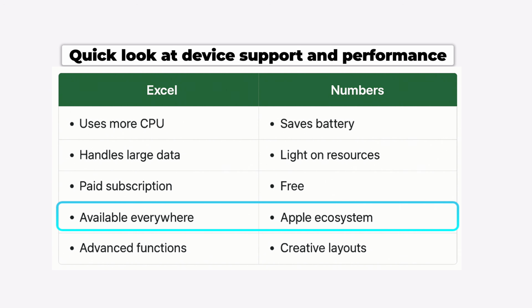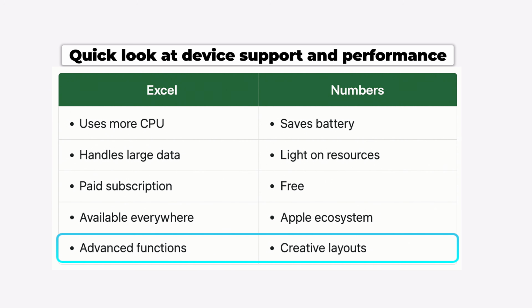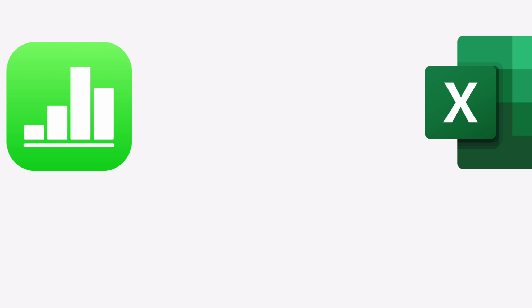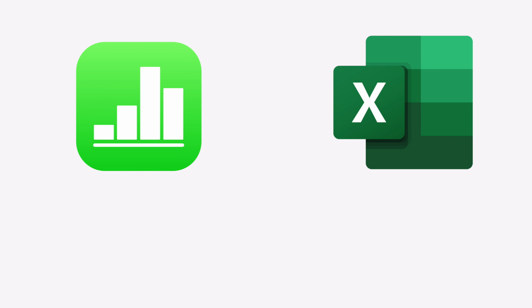So, which should you choose? If you prefer a clean interface, minimal setup, and you mostly work within Apple's ecosystem, Numbers will feel smooth, simple, and modern. If you work in a team, manage large datasets, or need advanced functions like pivot tables, macros, or automation, Excel is the clear winner. Both are excellent, just built for different kinds of users.